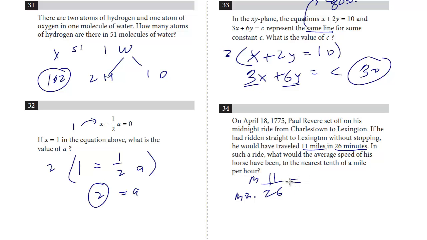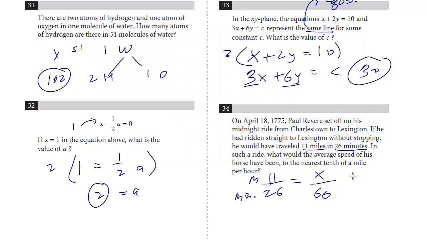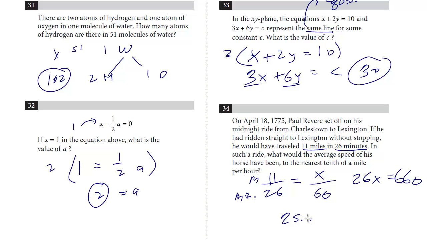So the first step is, let's figure out this rate based on minutes. We know there are 60 minutes in an hour. You can see how many miles at this rate he would have traveled per 60 minutes. And so we just cross multiply. We get 26x, and that's going to be equal to 660. So 660 divided by 26. And this gives us 25.38. So this is his expected distance per 60 minutes, which is per hour.